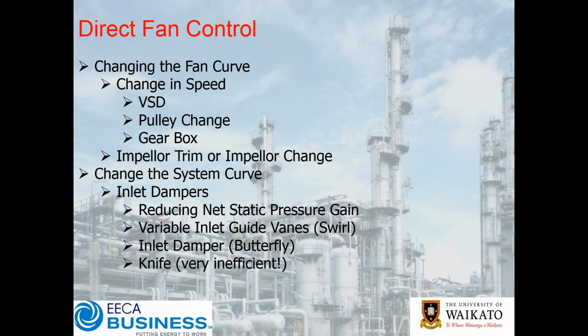Now the alternative to this is we could actually change the system curve, and this is where we're using inlet dampers around the fan, which is going to reduce the net static pressure gain that the fan puts out to the system. What you're doing effectively is the fan is still going to produce what it's going to produce on the fan curve, but by throttling the inlet or the outlet, you're putting an extra pressure drop in the system, so it's shifting the effective fan curve.